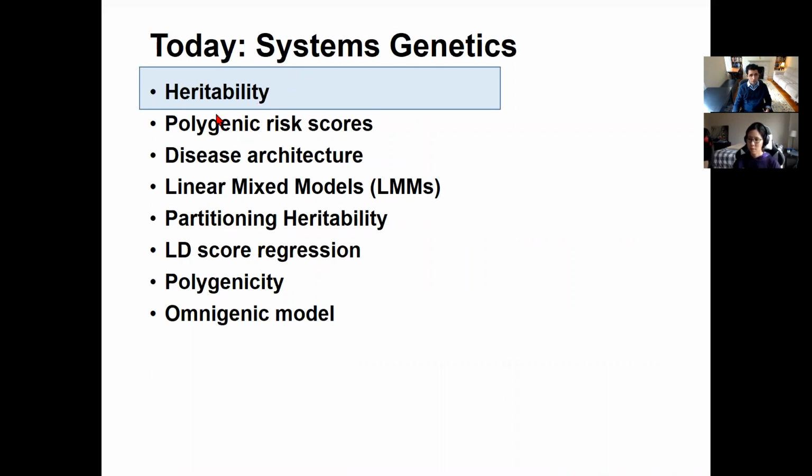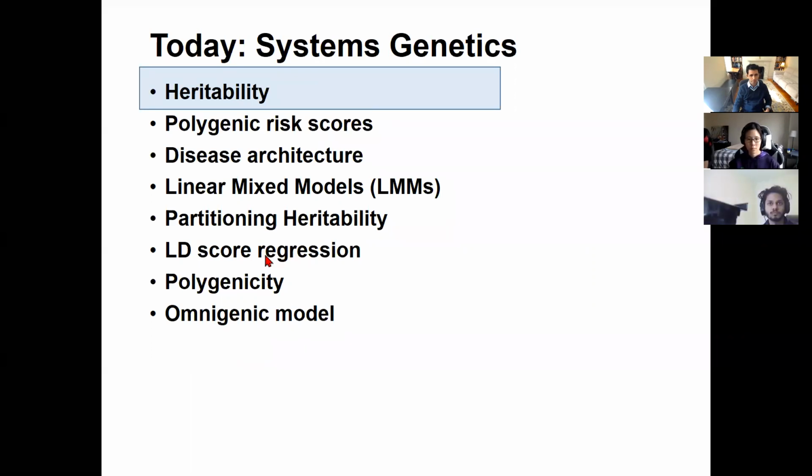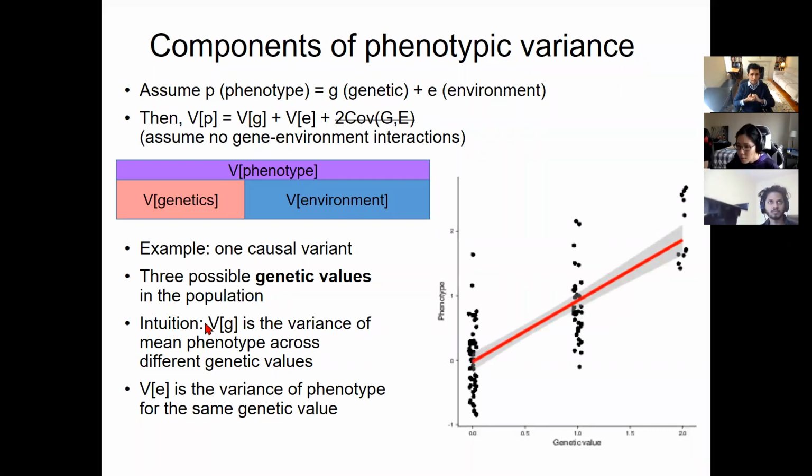So first, we're going to define the concept of heritability, which is very, very helpful broadly. And then we're going to look at polygenic risk scores, disease architectures, linear mixed models, how to partition heritability, a very important technique for estimating and partitioning heritability called LD score regression. We're going to talk about that. And then models of polygenicity and a recently described omnigenic model of disease. So let's dive into heritability. What is heritability? So let's think about components of variation.